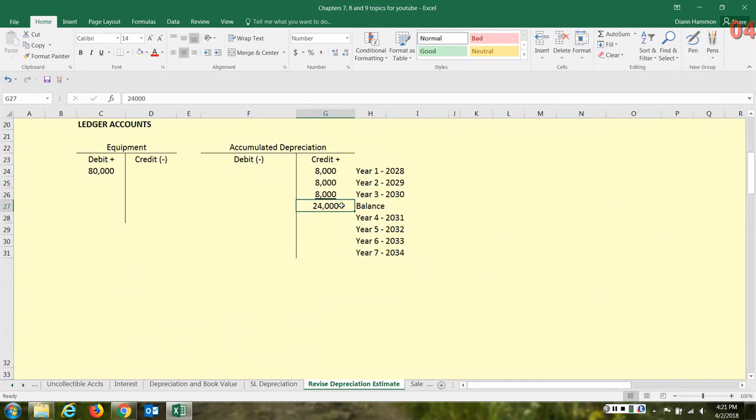Balance in the accumulated depreciation account was 24,000, and the actual equipment was 80,000. So let's just do that math. So 80,000 minus the accumulated depreciation that has been booked on that asset is 24,000. So as of right now, the book value is $56,000 on this particular asset that's on January 1st, 2031. That's where we need to work from for our new calculation.